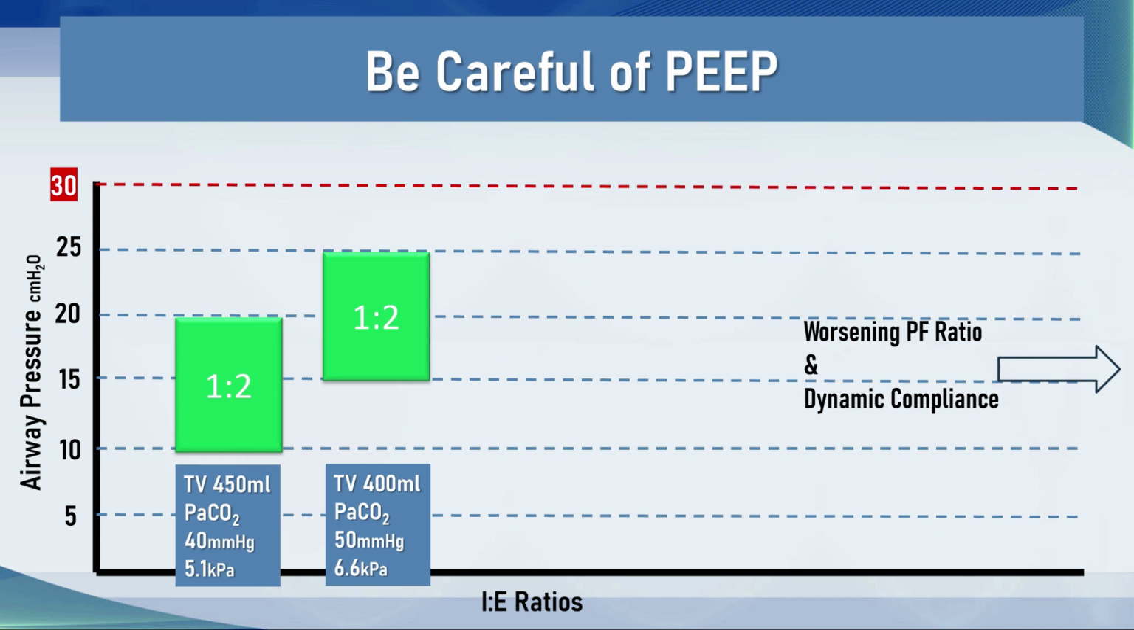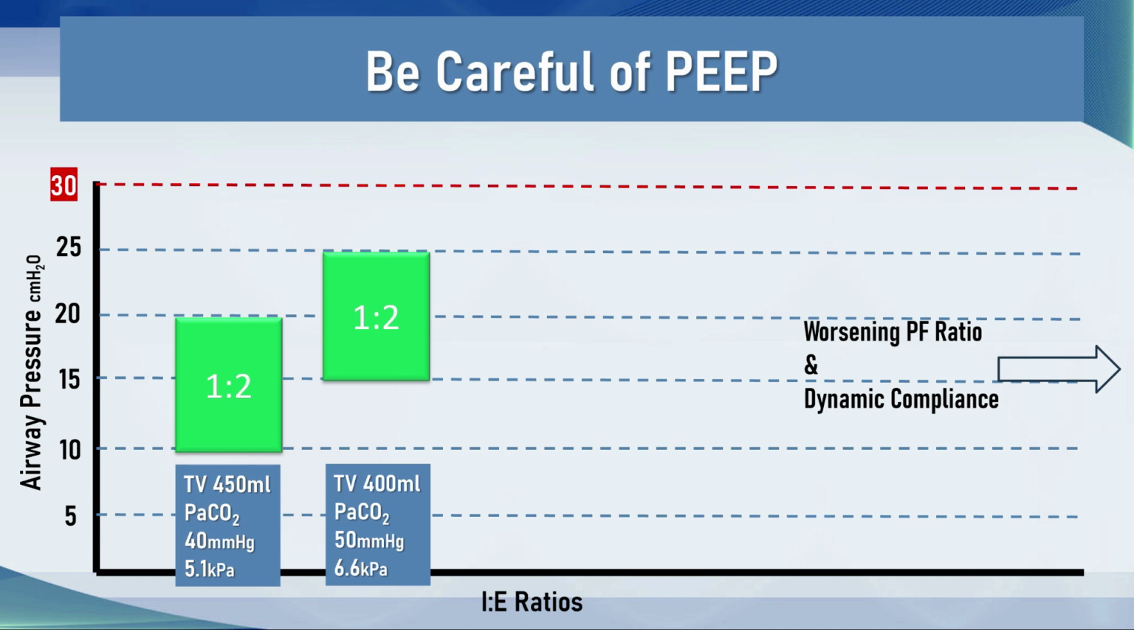For the driving pressure of 10 centimeters of water on a PEEP of 15, the tidal volume is 400 mils. The PaCO2 has now risen from 40 to 50 millimeters of mercury, or 6.6 kilopascals. So now we have evidence of deteriorating compliance and worsening ventilation, which to me is an example of overstretch and an increase in dead space to tidal volume ratio.